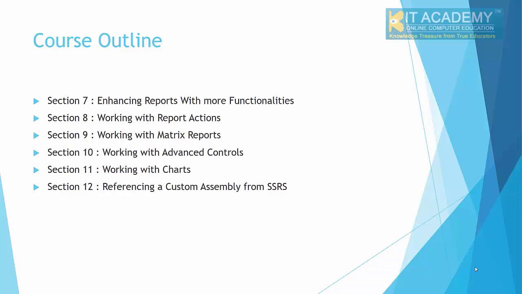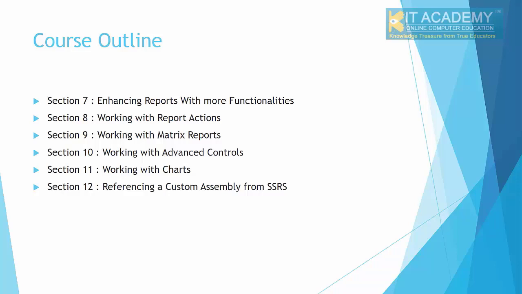In section 7, we will enhance our reports with some more functionalities like interactive sorting, or how we can apply drill down reports, or how we show the columns on a dynamic basis, or how to apply conditional formatting. And also we'll talk about the document map implementation, and also we'll see how we can repeat and freeze column headers of our report. In section 8, I'll explain to you the different report actions we have in Reporting Services like bookmark actions, go to report actions, and go to URL actions.